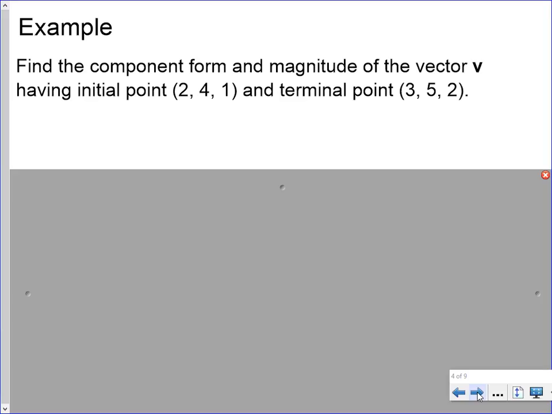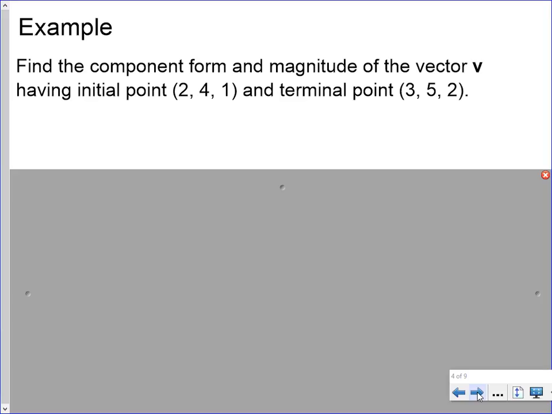When you get that written down, start thinking about what you are going to do with the terminal and the initial points so that you can get component form. Have a discussion at your table. What do you remember doing back in chapter 6? You've got an initial point, you've got a terminal point. How can you get your component form? What do we do to get component form?